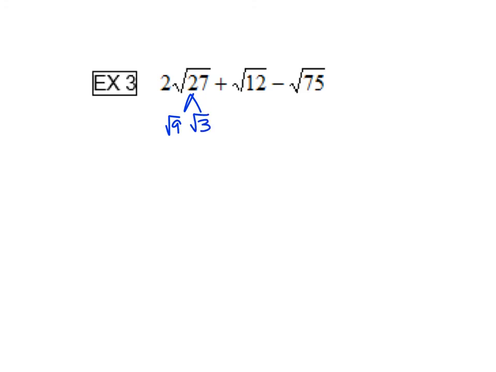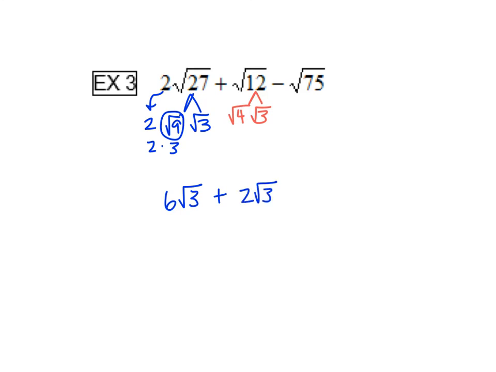And see this 2, that 2 is important. We want to remember that that is out in front. Well, the square root of 9 is 3, and it's going to get multiplied with that 2 that was out front. So we actually have a 6 square root of 3. Bring down your plus sign. We can reduce the square root of 12 with a 4 and a 3. So that turns into 2 square roots of 3.